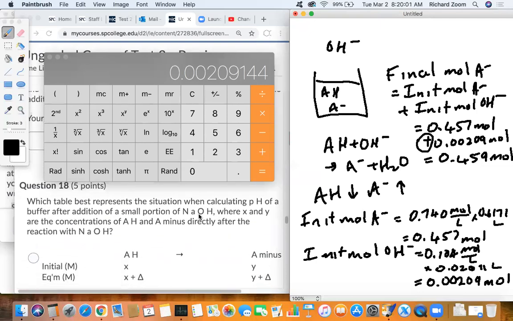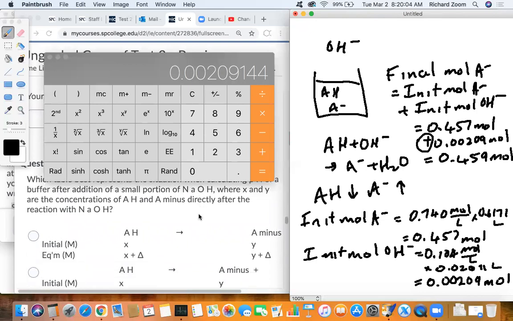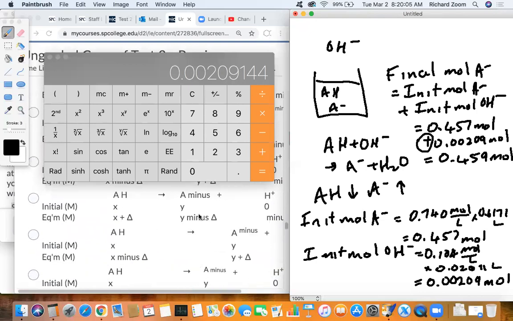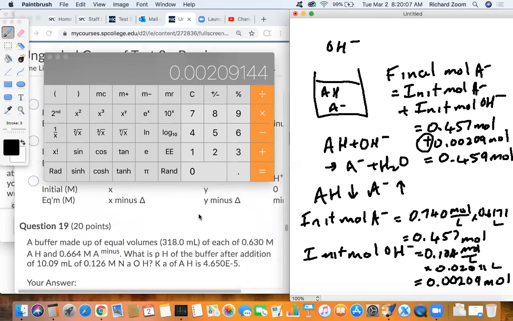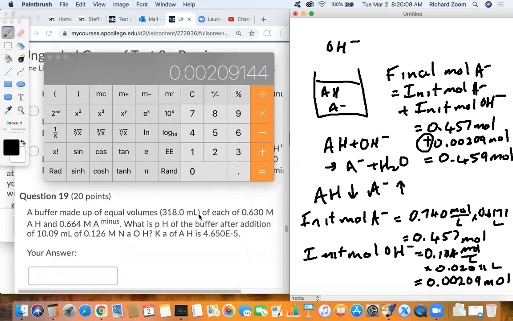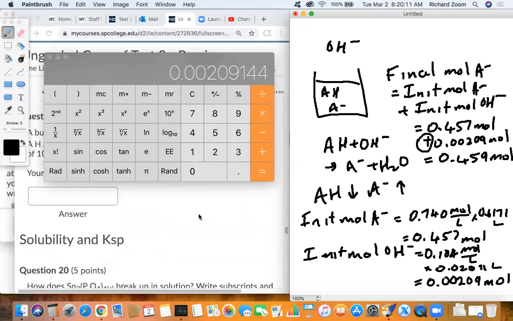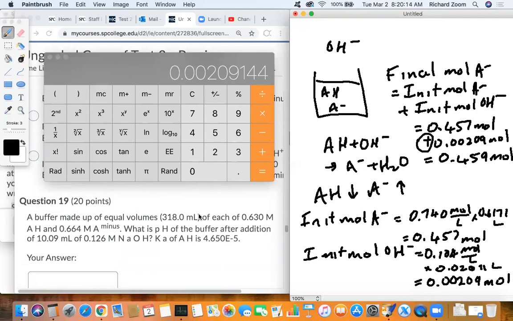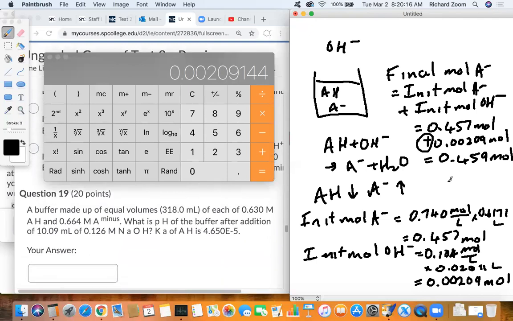Now the table here, I'm going to leave that to you all to figure out. I'm not going to go through that. It's the same answer for everything, so you have to figure out what that answer is. And number 19, I'll go through that one.